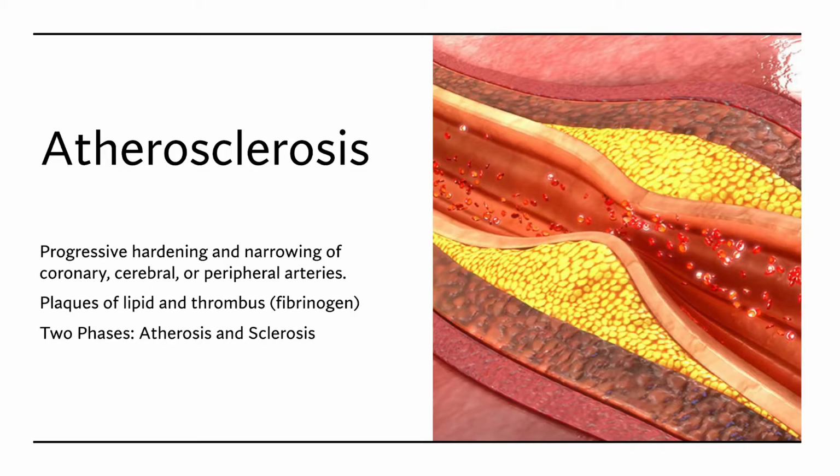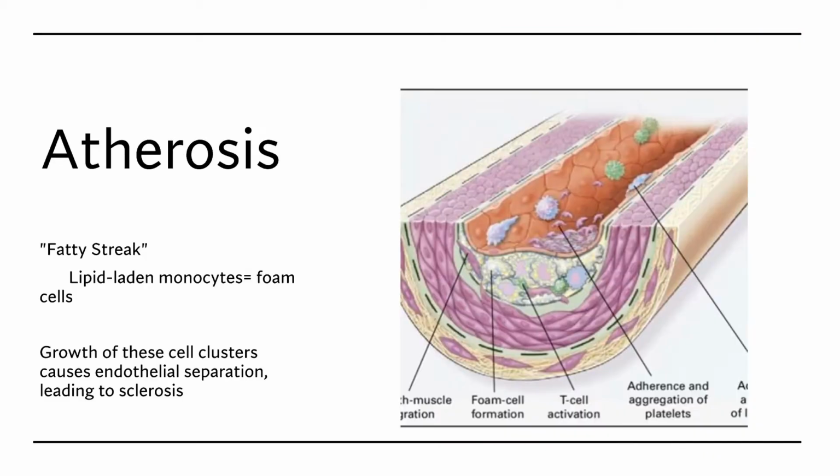There is a plaque formation of lipid and thrombus, fibrin and fibrinogen in particular, and fat, particularly something called foam cells, which we'll talk about later. And there are two phases, atherosis and sclerosis. Atherosis is the development of a fatty streak.